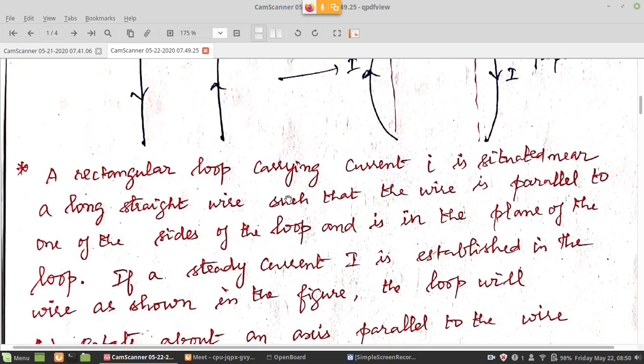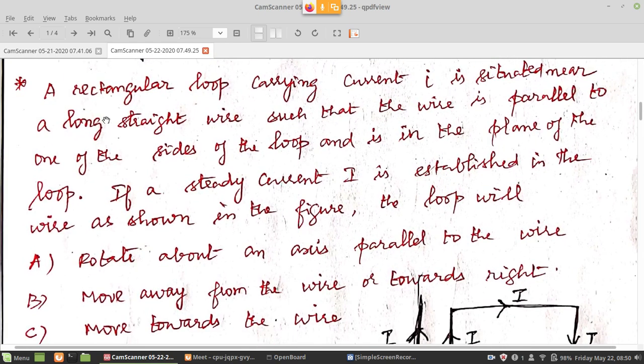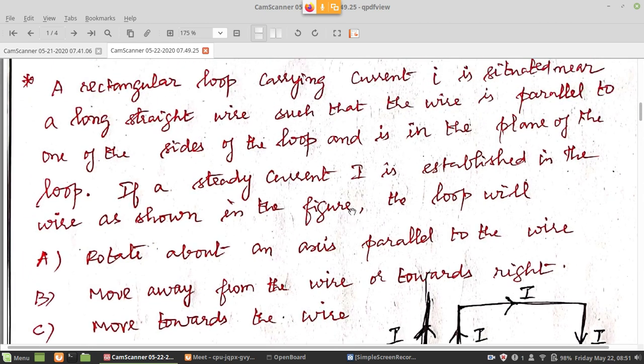Next question, we try to answer this. A rectangular loop carrying current I is situated near a long straight wire such that the wire is parallel to one of the sides. See the diagram, it is like this. There is a rectangular loop, current is going in a loop in that wire, and next to it there is another wire with current I, right?